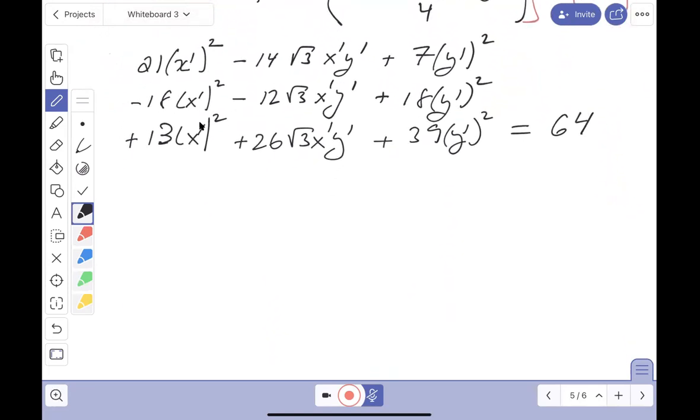That was nice. I'm going to keep doing this, see what happens. So let's add our x prime squareds together. And what would that give you? Well, 21 minus 18 is going to be 3. And 13 and 3 is 16.